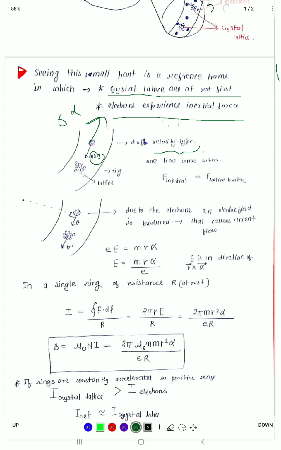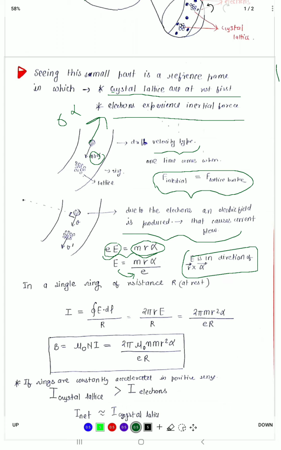A time comes when the inertial force just balances the lattice brake force, the force opposing the motion of electrons, which is balanced by the inertial force of the electron, m r alpha. Now there is a perpendicular velocity due to electrons, and an electric field is produced. The electric field can be written as m r alpha over q, where we have equated the force. The electric field will be in the direction of r cross alpha.